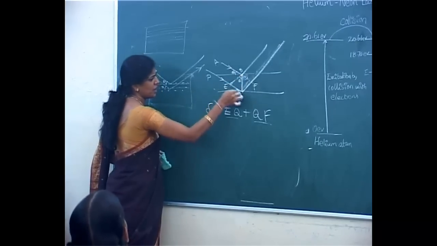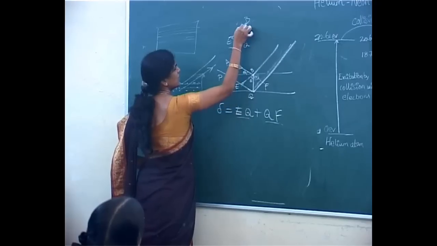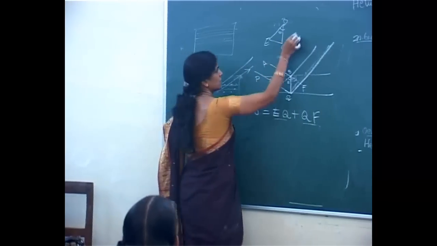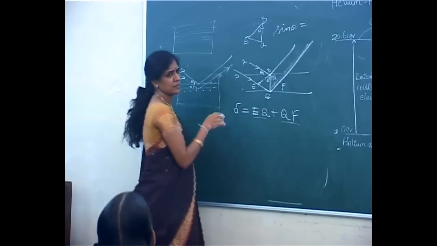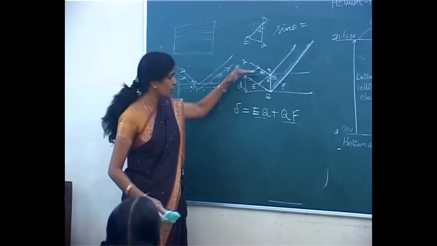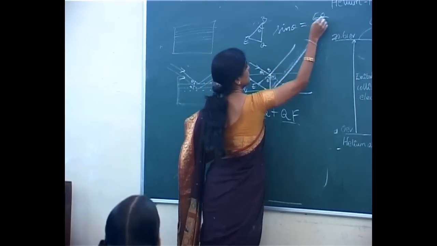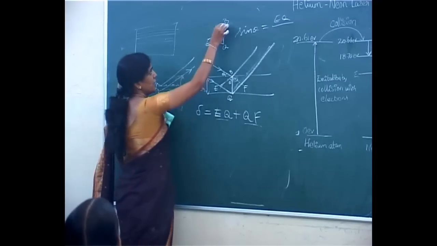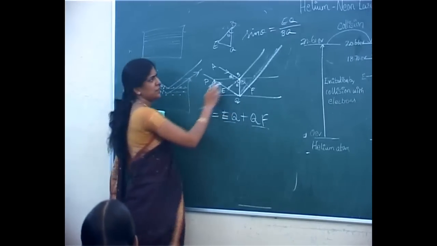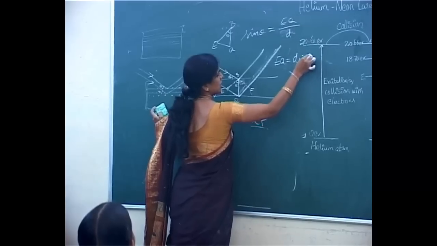So take this triangle BEQ. This is theta. Can you find out sin theta? Sin theta equals opposite by hypotenuse. Let d be the space between the two cleavage planes, the interplanar spacing. What is the opposite side? EQ. What is the hypotenuse? BQ. BQ is nothing but the interplanar spacing d, so we can write d instead of BQ. Now what is EQ? EQ is d sin theta.